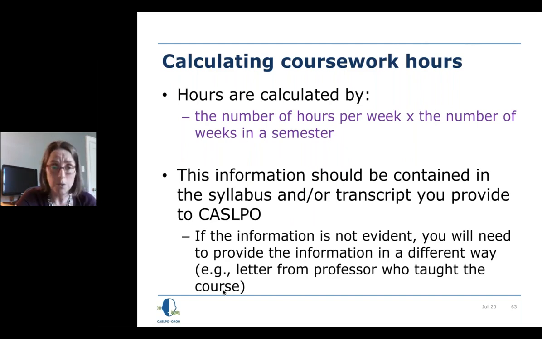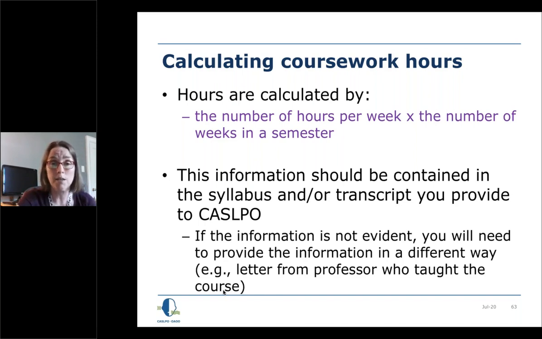I'll just go through this quickly. Hours are calculated generally by, you take a course and you look at the number of hours per week in a course. Often 3-credit courses are generally 3 hours of classroom a week. Your syllabus may say there's more, and then you put those extra hours on if it's true. You take the number of hours per week and multiply by the number of weeks in the semester.